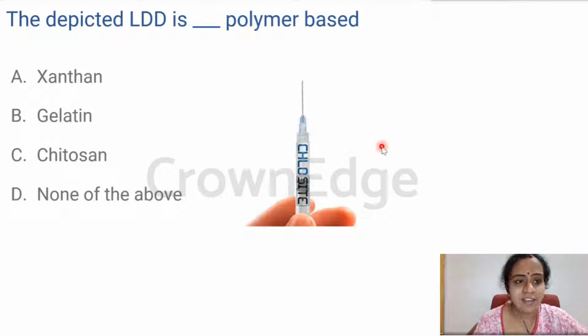And I think the last question for the day. The depicted LDD, one more thing. I think this is not one we commonly find in textbooks. Again, a local site, so chlorhexidine. So tell me the carrier or the polymer which is based out of this agent. Again, as a gel. Okay, it's a gel. You can see the picture. It is a chlorhexidine gel, but is it incorporated with which of the following agents? Chitosan, gelatin, xanthan, or none of the above?